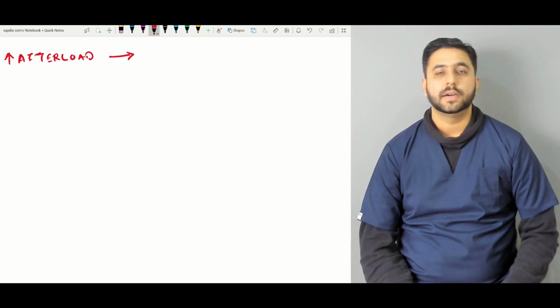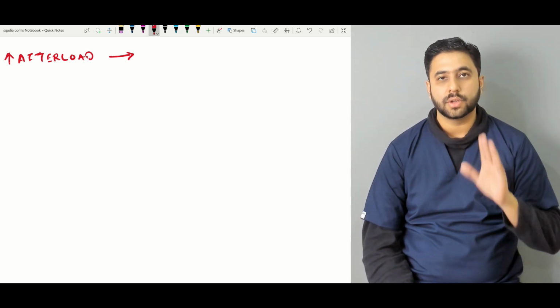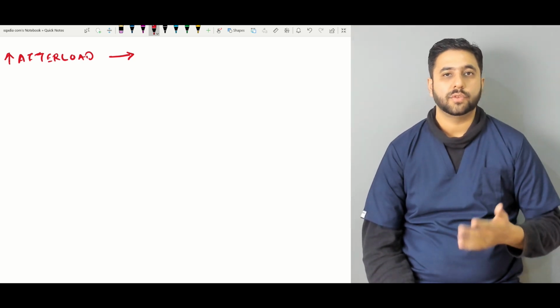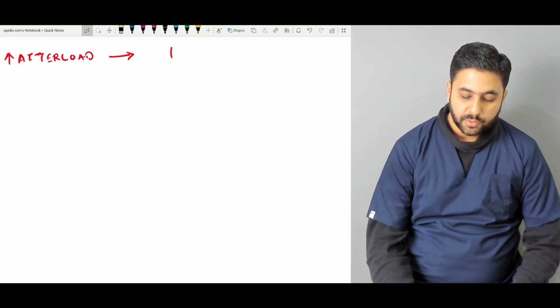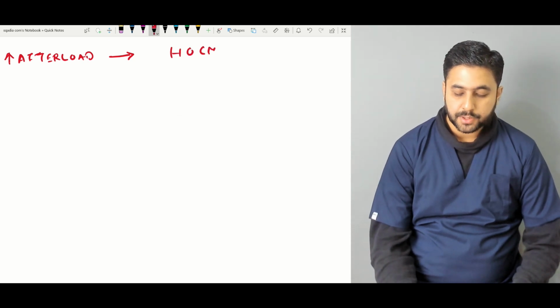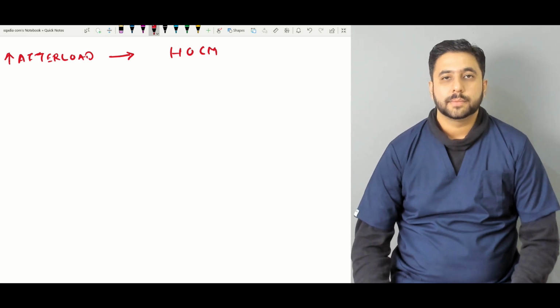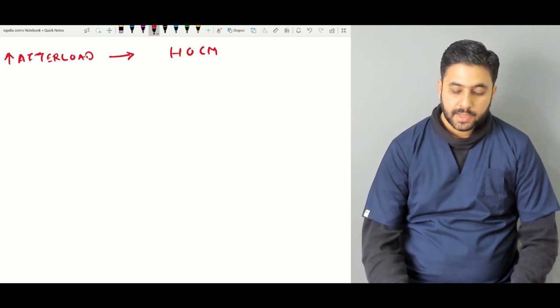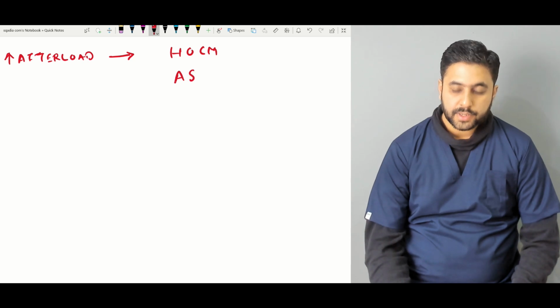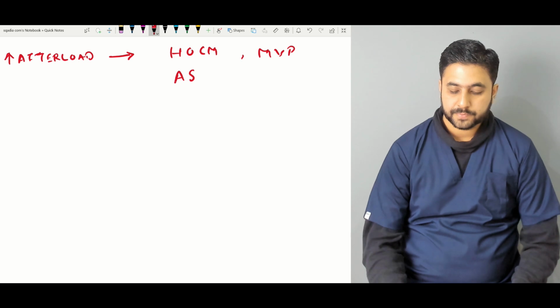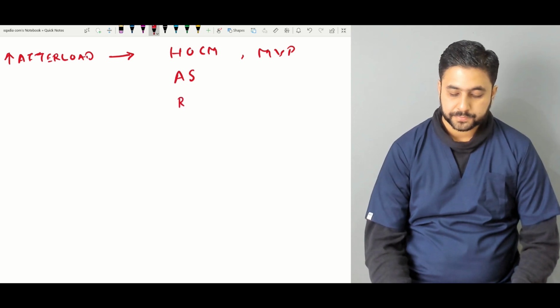So in all these terms, I just want you to concentrate on three murmurs, and this will give you a very good understanding of what is going on. The first murmur we are going to concentrate on is the murmur of hypertrophic obstructive cardiomyopathy. It is a systolic murmur, a crescendo-decrescendo murmur. The other murmur is aortic stenosis, and the third one is mitral valve prolapse, and then the rest of the murmurs.